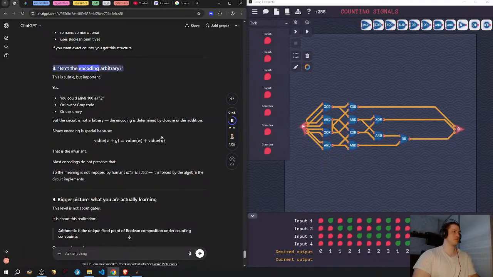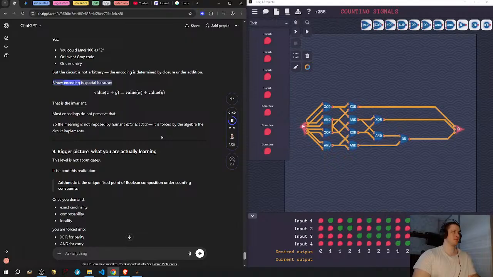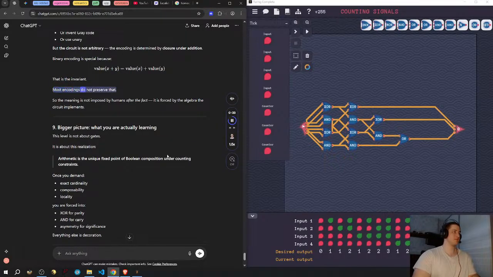8. Isn't the encoding arbitrary? This is subtle, but important. Yes. You could label 100 as 2. Or invent Gray code. Or use unary. But the circuit is not arbitrary. The encoding is determined by closure under addition. Binary encoding is special because value is the invariant. Most encodings do not preserve that. So the meaning is not imposed by humans after the fact, it is forced by the algebra the circuit implements.